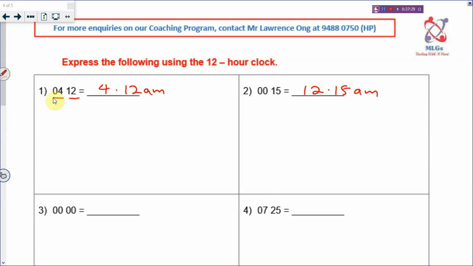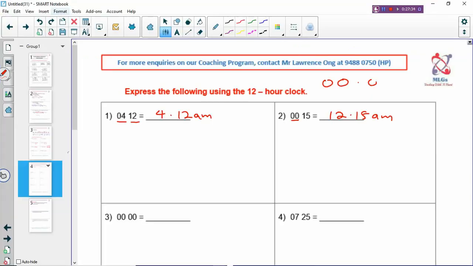All right, why 12? Because remember your start of a new day is 0000, right? That is the start of a new day. And what is the 12-hour time? 12, remember? 12 a.m. Right? So you have the 24-hour clock and you have the 12-hour clock. So what happened is, if it's the start of a new day, then how do you write the 12-hour time? That will be 12, right? 00 is 12, and then 15 a.m.